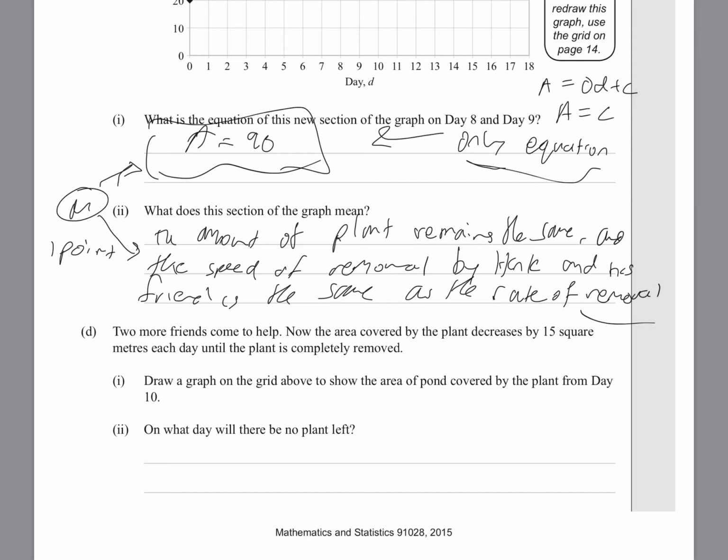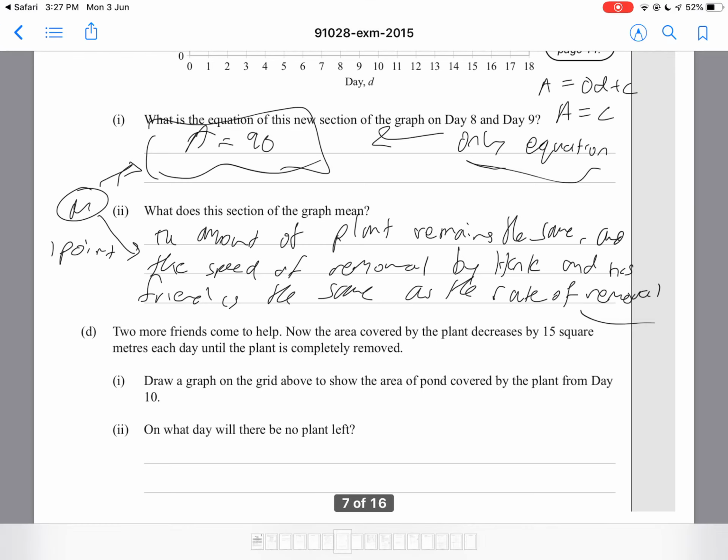2 more friends come to help. Now the area covered by the plant decreases by 15 square meters each day until the plant is completely removed. Draw a graph on the grid above to show the area of the pond covered by the plant from day 10.